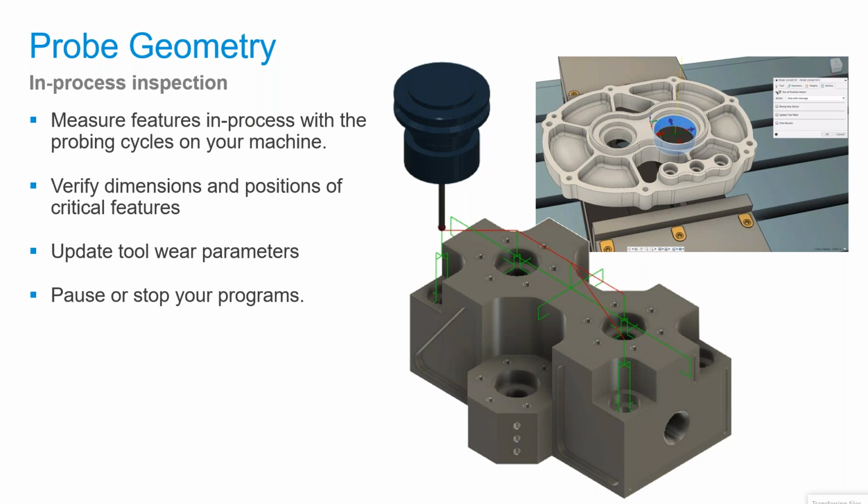So all these are in-process workflow. It is a closed loop kind of method of manufacturing. Once you take your job out of the CNC machine, it's ready for packing. So this probing geometry is also included in the extension. Next slide, Sanjeev.